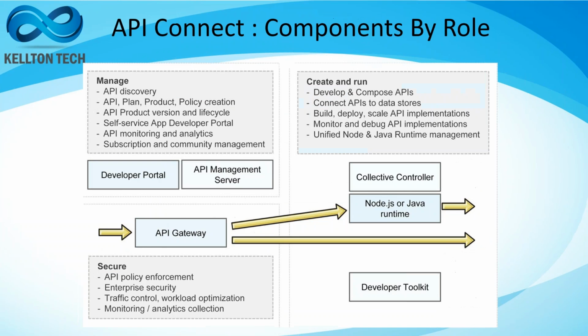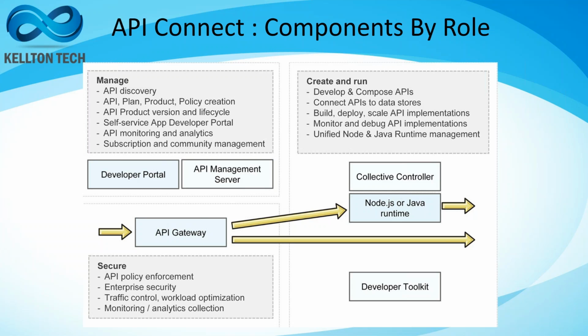You can see the various components that we just discussed by their role. For API lifecycle management, you would want to have all the steps like create, run, manage, secure to be addressed. So the collective controller, runtime environment, and developer toolkit fulfill the role of the create and run team, and the developer portal and API management server of API Connect facilitate discovery, plan, product, policy creation, and API monitoring and analytics. The API gateway is the one that would facilitate the API policy enforcement, enterprise security, traffic control, and analytics connection.